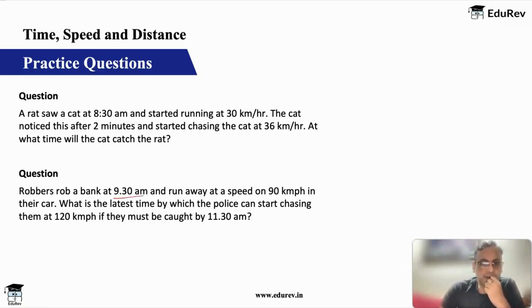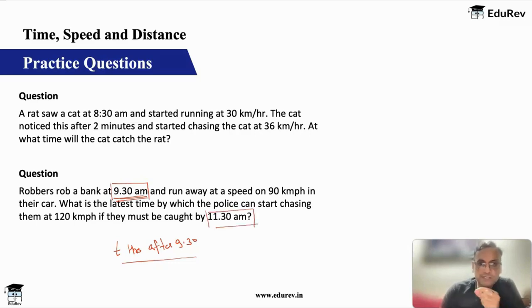So robbers rob a bank at 9:30 am. The only problem in the second question is we don't know when the police started chasing them. So let's assume again that the police started chasing them t hours, let's keep it in hours, t hours after 9:30. Okay, so robbers ran away at 9:30 am and let's assume they have to be caught by 11:30 am.